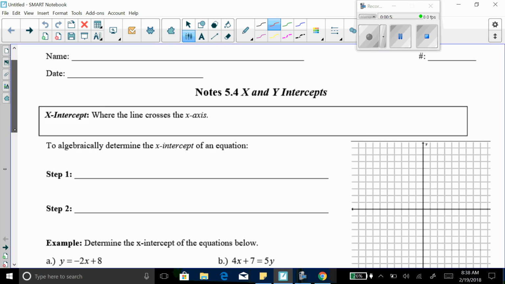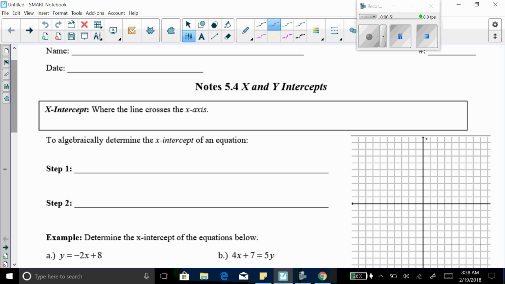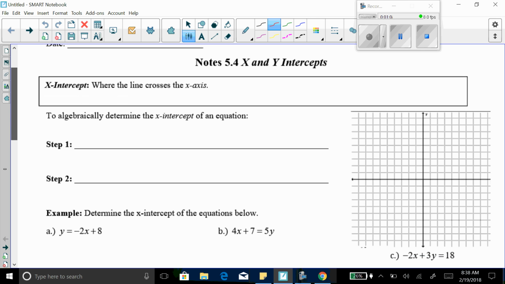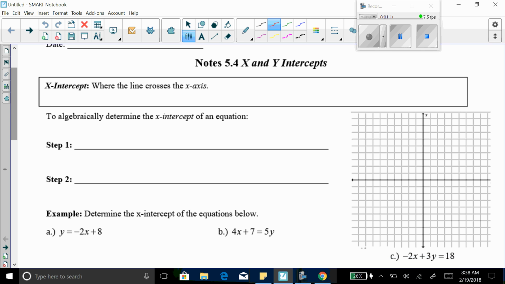An X-intercept, first, we're going to talk about what an intercept is in a line. An intercept is where a line hits one of the axes. So an X-intercept is where the line crosses the X-axis. You already have a line drawn on your graph, but if I draw a line here, my X-intercept is right there, that point where the line crosses the X-axis.